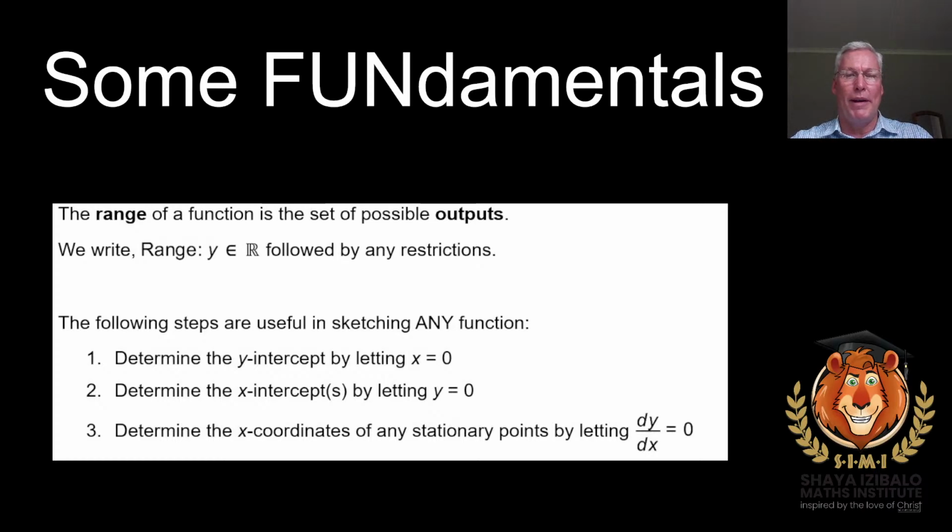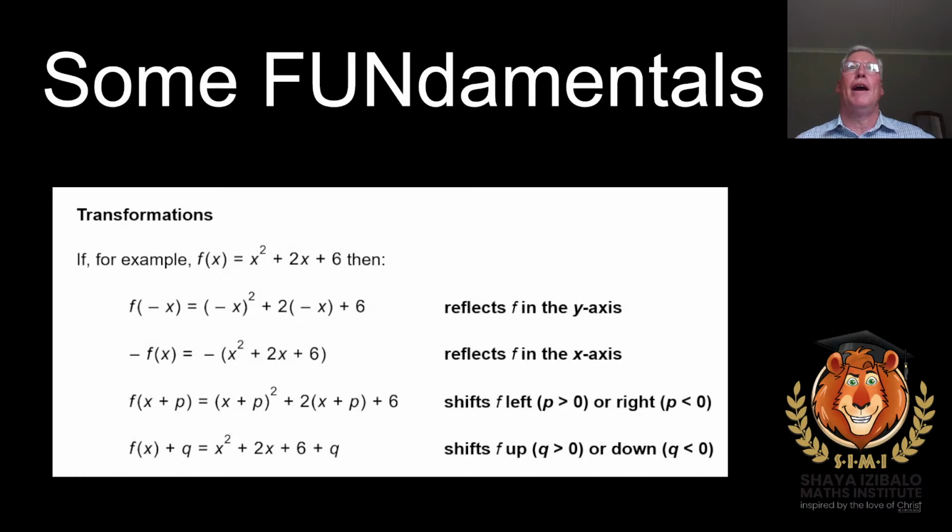The next thing is transformations, and to transform means to change something. These are best described with some examples. We've got a function here, x squared plus 2x plus 6. If we put a negative in front of every x, in other words, we work out f of minus x, a negative in front of the x reflects the graph in the y-axis. If we put a negative in front of the whole thing, in front of y, it reflects the graph in the x-axis. If we work out f of x plus p, in other words, we add p to every x value, that will shift the function left or right.